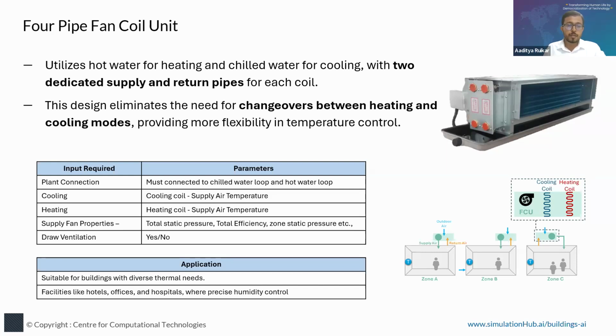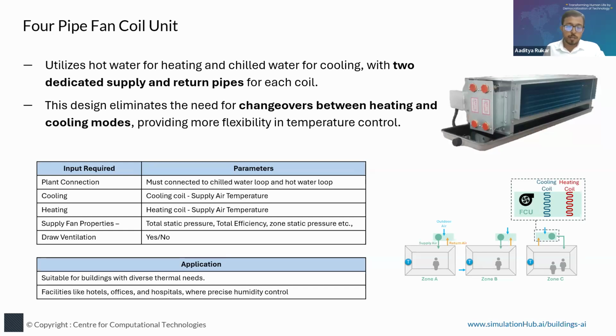So in this 4-pipe fan coil unit, as its name suggests, hot water and chilled water are being used. You have to connect your 4-pipe fan coil unit with a plant connection. You have to define the chilled water loop and hot water loop in the back end, the cooling and heating supply temperature, and provide fan properties, and if outdoor air is there, you need to provide that.